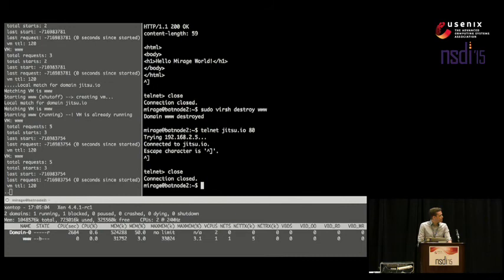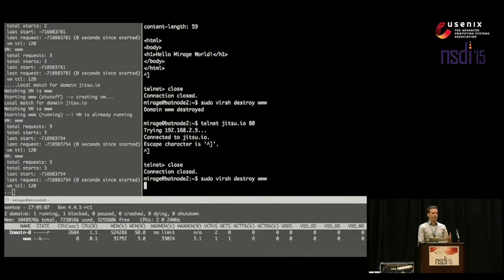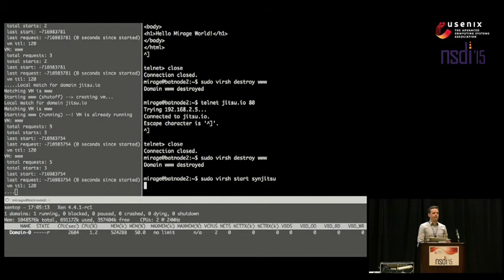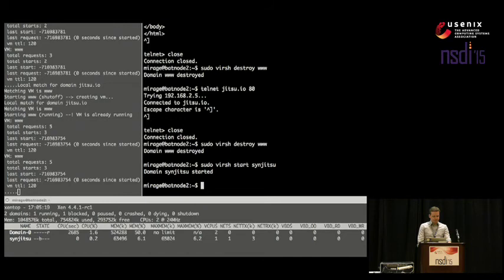So what Jitsu will do is that it's a unikernel that runs all the time, and it will capture incoming SYNs, store them in XenStore so that they can be picked up by the unikernel when it has booted. So now Synjitsu has been started.